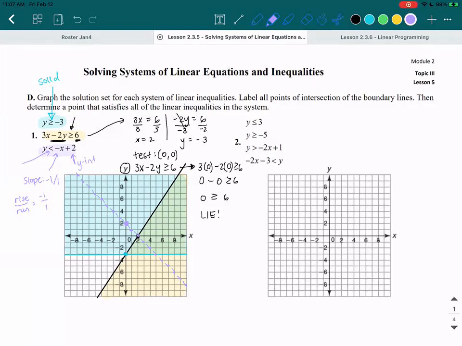Last but not least, we need to shade. So, do we shade above or do we shade below? This says y is less than. So if it says y is less than, then we want to shade below. So let me go get my shading and let's shade below. Everything below that purple line.